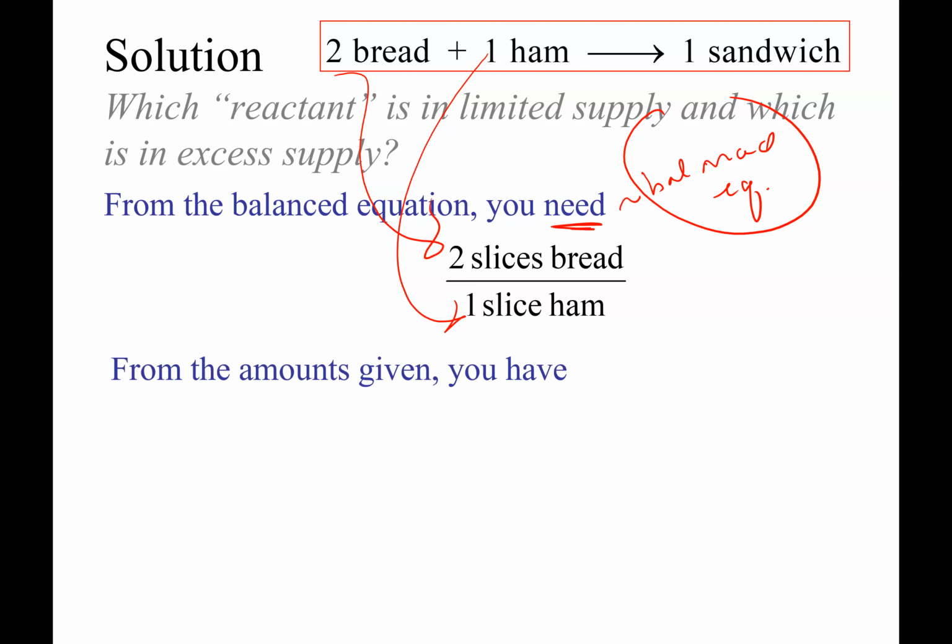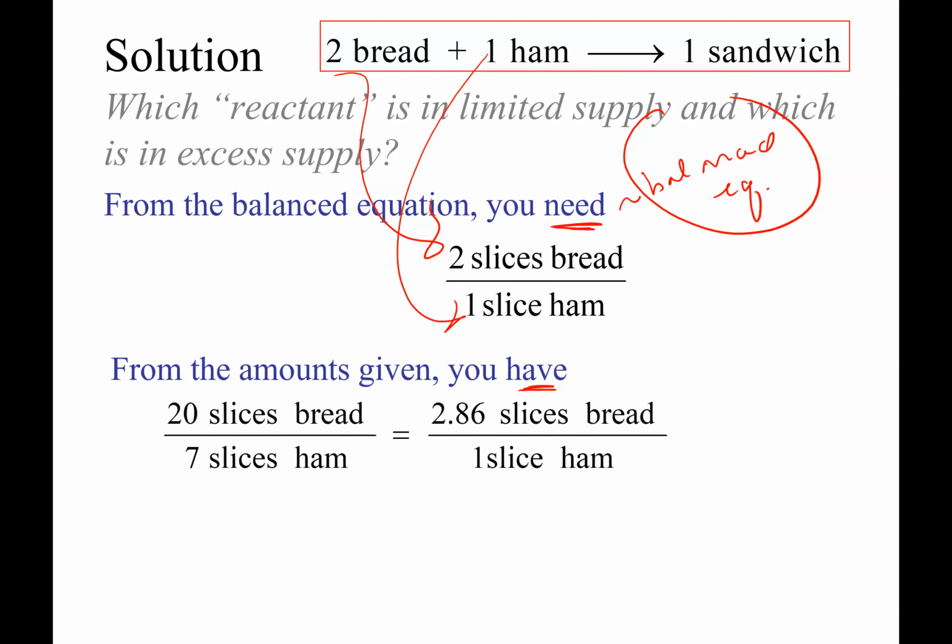Then the other ratio is what I call the have ratio. So I have the need ratio from the coefficients of the balanced equation, and the have ratio is what we were given. So what were we given? We were given 20 and 7, weren't we? What do we have? 20 slices of bread, 7 slices of ham. If I take 20 and divide it by 7, I'm going to get a number, 2.86. Okay?